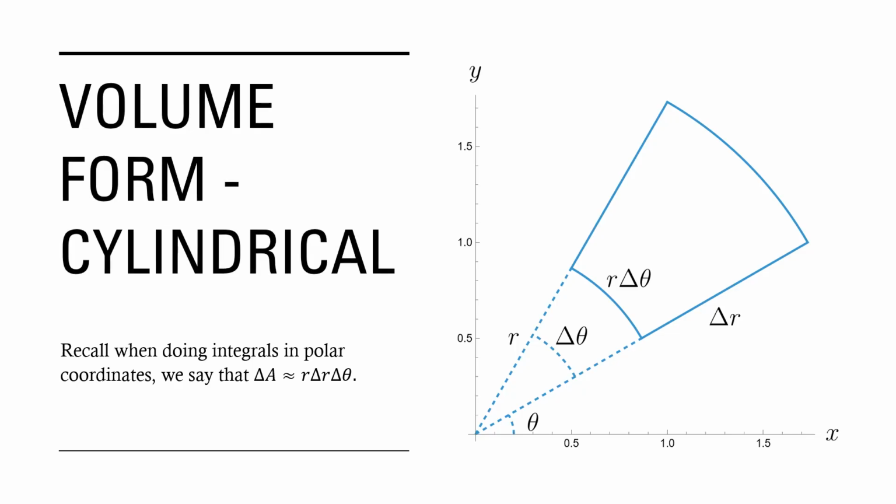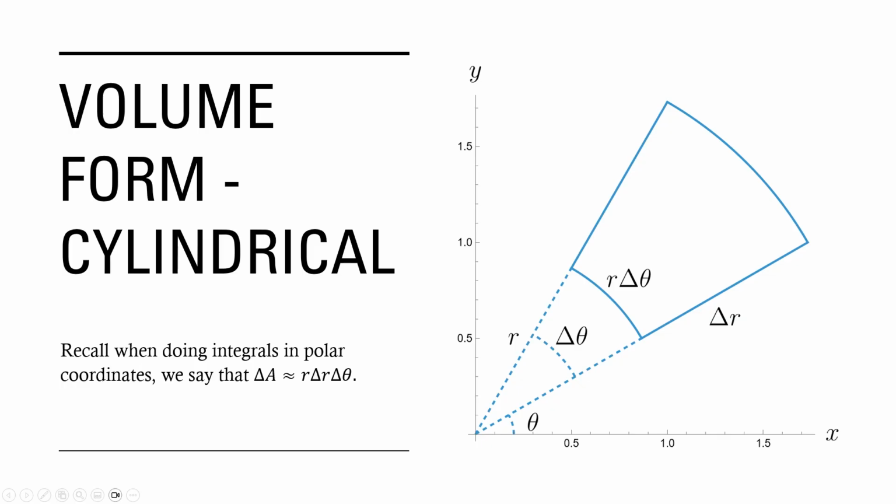So if we recall for our polar coordinates, our delta A here is r delta theta. And the idea is this arc length here is r delta theta. And as long as delta r is very small, we can think of this as a rectangle. So the area should be r delta theta delta r. And it doesn't matter which order, so we can switch the order to delta r delta theta. So that's how we did the area form for polar coordinates.